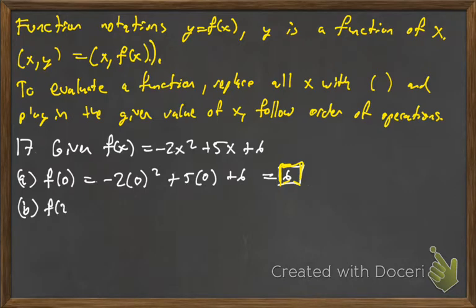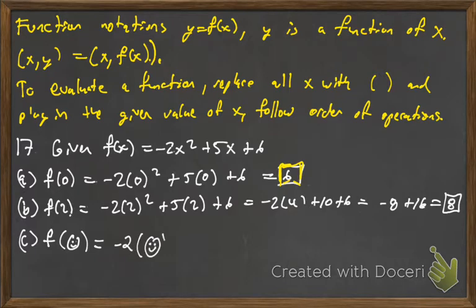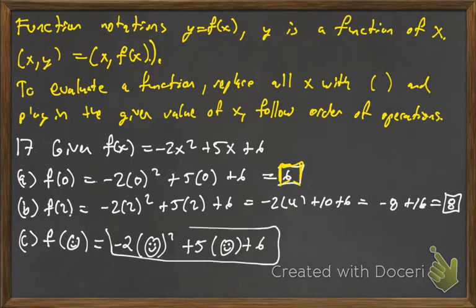How about f of 2? It's going to be negative 2 times 2 squared plus 5 times 2 plus 6, so it'll be negative 2 times 4 plus 10 plus 6, negative 8 plus 16, that's going to be 8. Okay, f of happy face is going to be negative 2 times happy face squared. So does that make it a square face? I don't know. So negative 2 happy face squared, whatever that means, plus 5 happy faces, and plus 6.